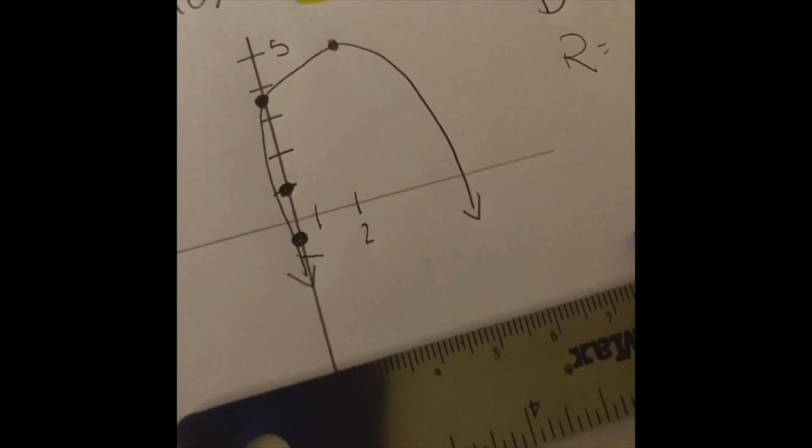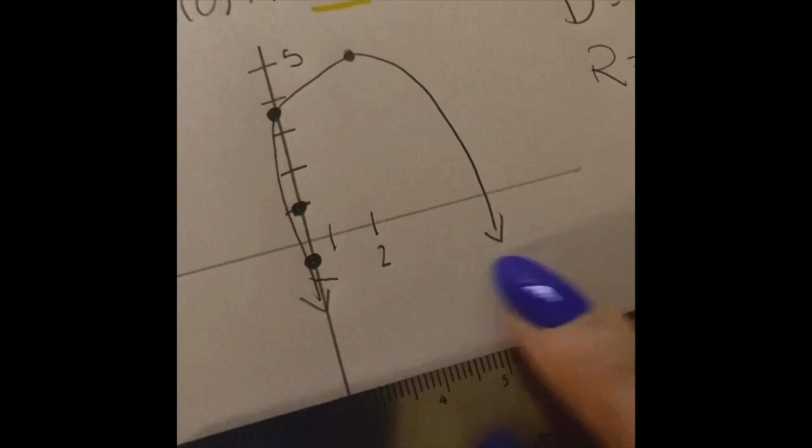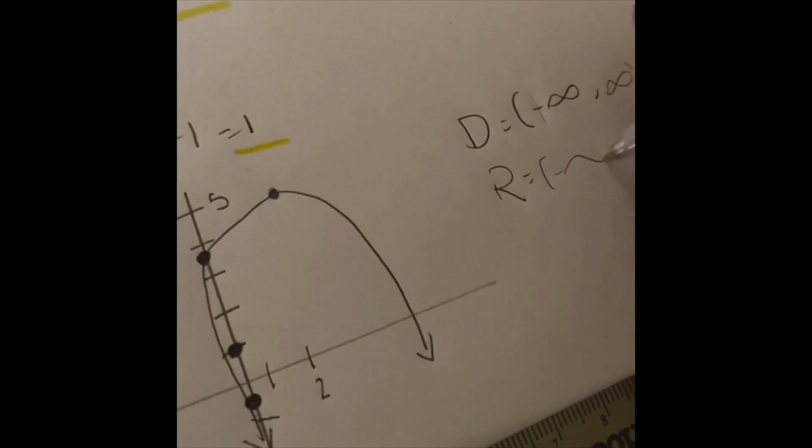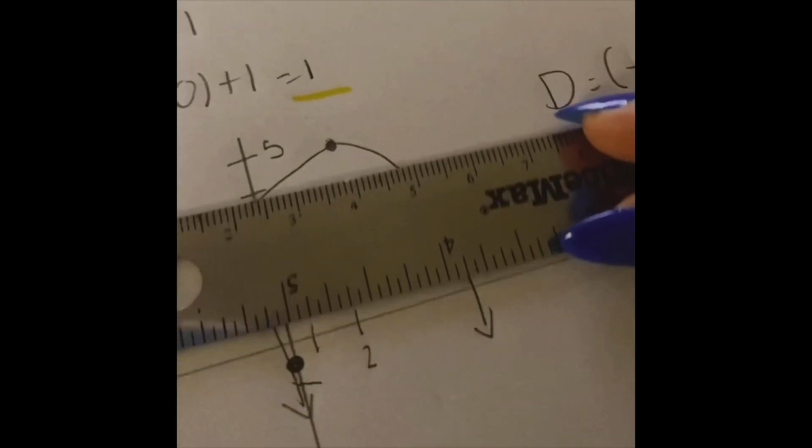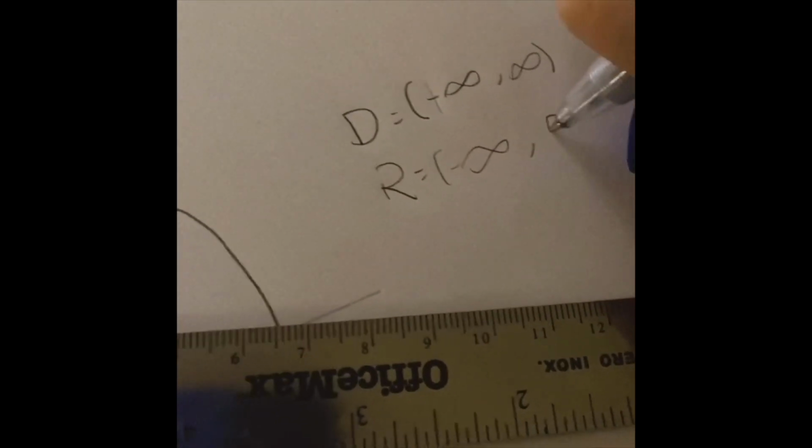For the range, it is the same procedure. You need an imaginary line that goes horizontally. You can see that this is infinite, so it's minus infinite or negative infinite, and you get to 5 on the y. So it will be negative infinite to 5, and it's a bracket because it is a whole number.